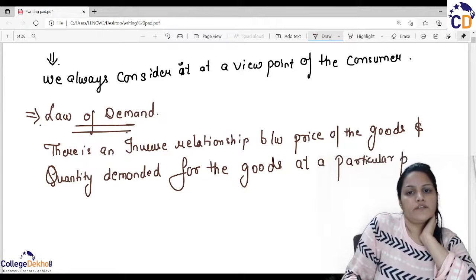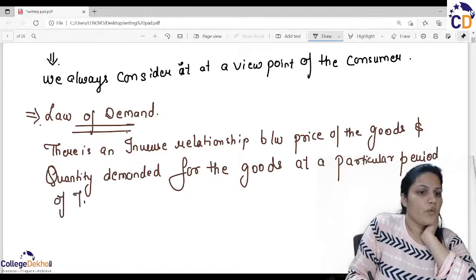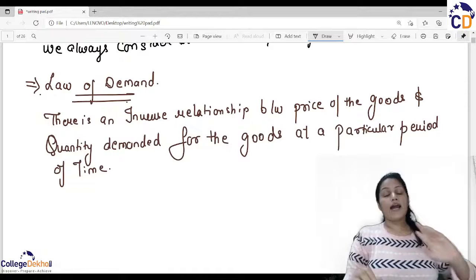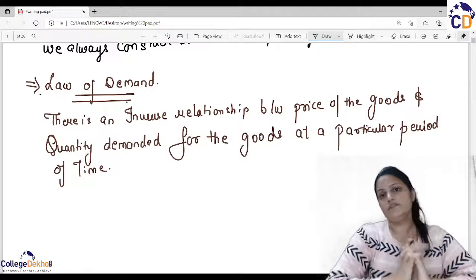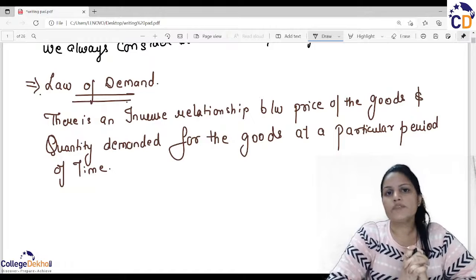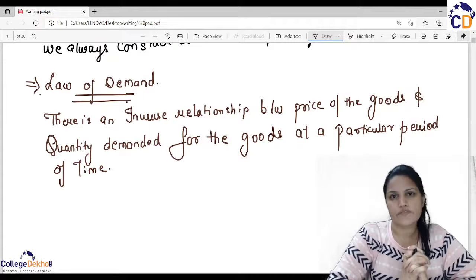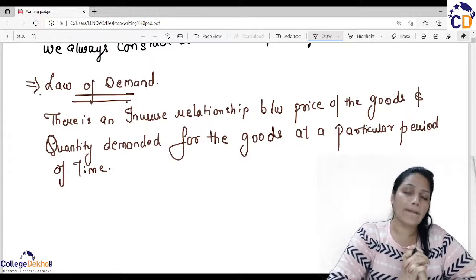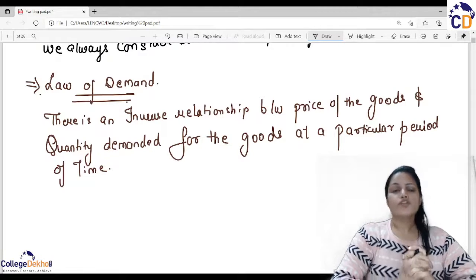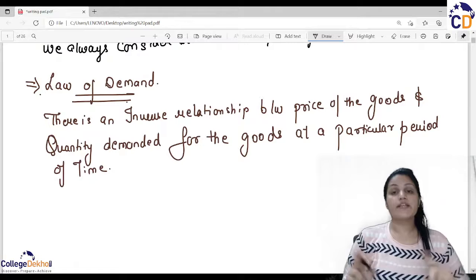At a particular period of time. What do you mean by the particular period of time? As I gave the example, when I'm going to purchase, my mom is thinking of 250 grams for 25 rupees, and I came back to purchase only one kg for 50 rupees. So the particular period of time is a change.